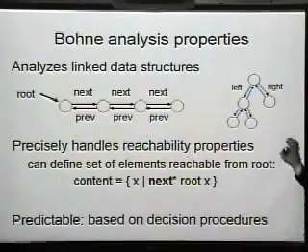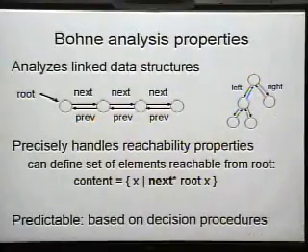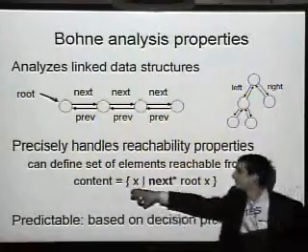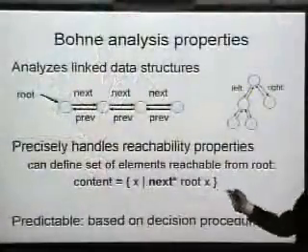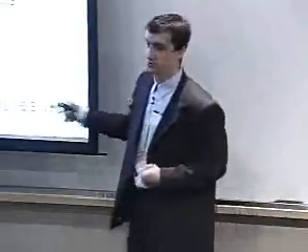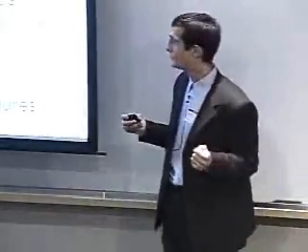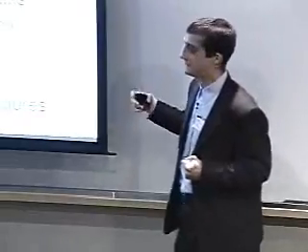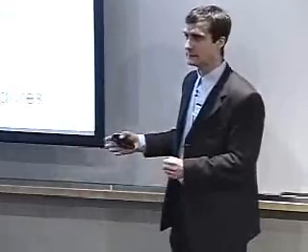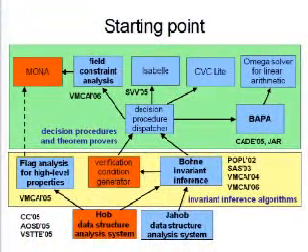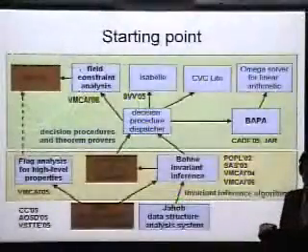And that's important because it allows us to abstract this recursive linked data structure into a set. So we can define the set of objects as the set of objects reachable from the root. And we can quite precisely reason both about when something is reachable and when something is not reachable. Because it's based on decision procedures that are complete for a given class of formulas, we get predictability of the analysis: either we get back an answer that the data structures are consistent, or we actually know that there exists a counterexample. And so let's see how we would start building such an analysis.